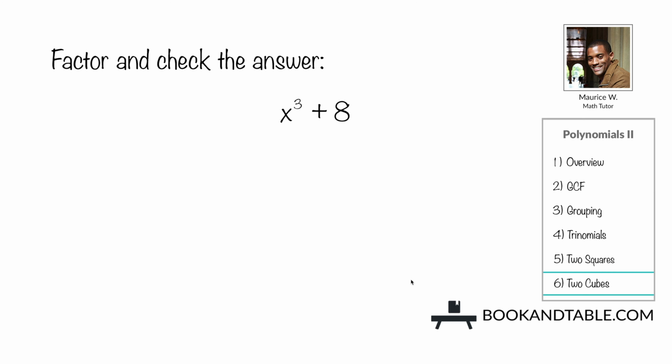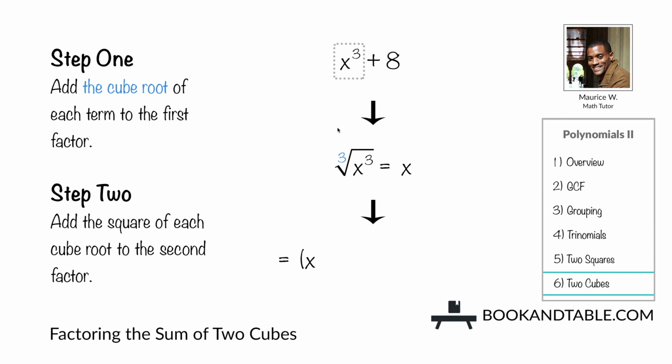Let's say you were asked to factor and check the answer for x cubed plus 8. How we go about factoring the sum of two cubes. Step 1, add the cube root of each term to the first factor. So the first term is x cubed. The cube root of x cubed is equal to x. So x is in our first factor. Then we have positive 8. The cube root of positive 8 is equal to 2. So x plus 2 is our first factor.